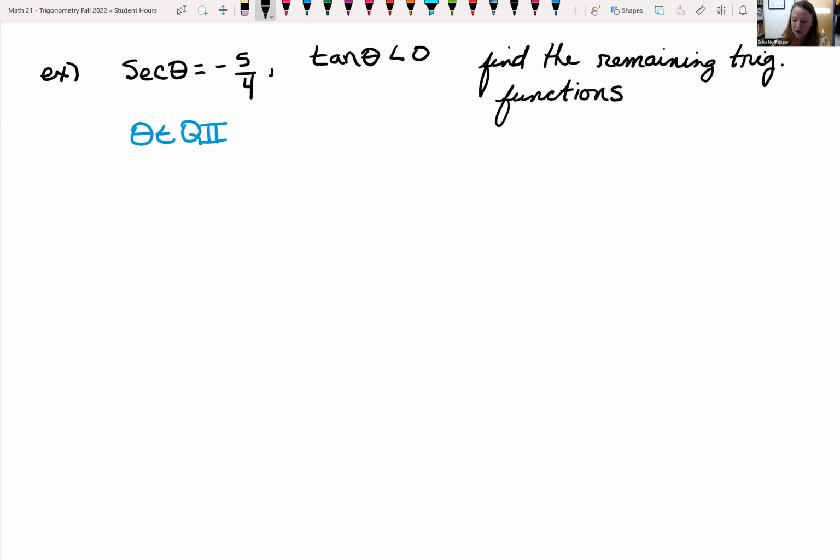So now we would create a triangle. Creating a triangle, put theta in there, a right triangle. Secant theta is 1 over cosine theta, and so secant theta is hypotenuse over adjacent. So the hypotenuse side would be 5, and my adjacent side would be 4.